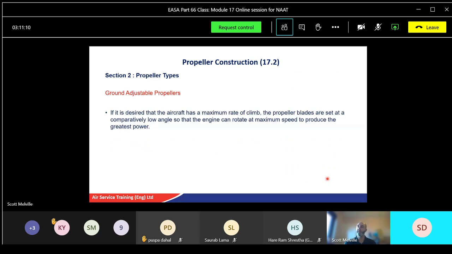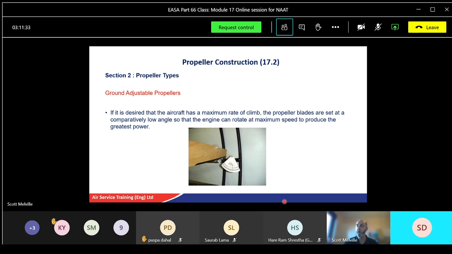So if desired the aircraft has a maximum rate of climb, the propeller blades should be set at a very low blade angle. You want it spinning nice and fast to give you as much torque as possible, so you'll be able to take off quicker. So it gives you maximum power available. You want a high rate of climb, so you want all the power available. So a very small angle of attack, or blade angle. And we can check it using a protractor as well.